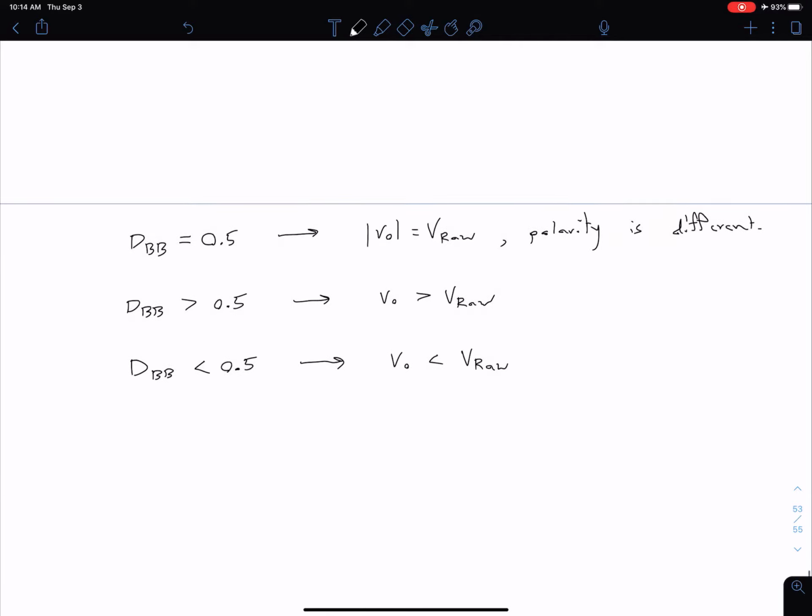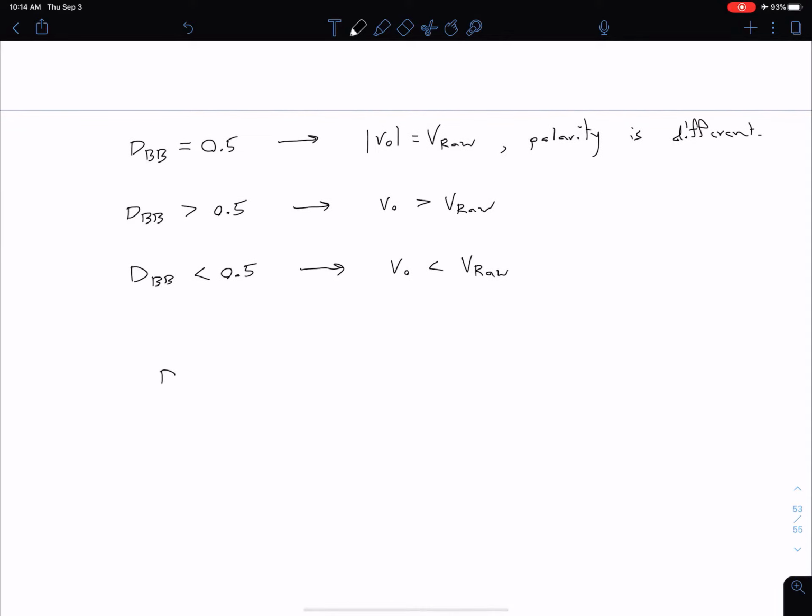What we can see here is our duty cycle is determining whether we're increasing or decreasing. So the duty cycle is controlling whether we're bucking, so decreasing, or boosting that input signal. And that's the basic operation for our buck-boost converter.